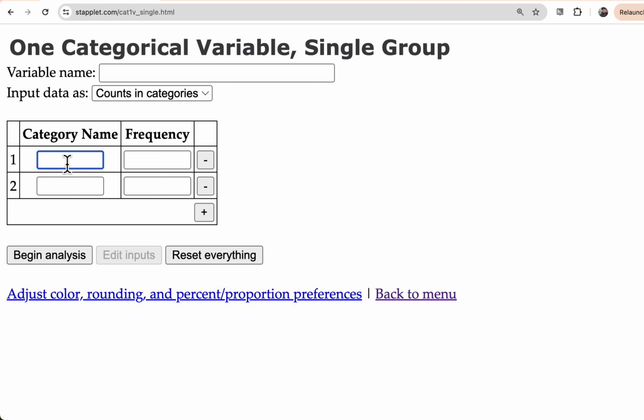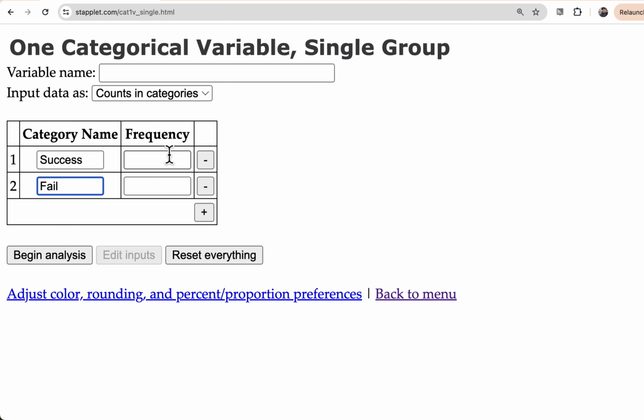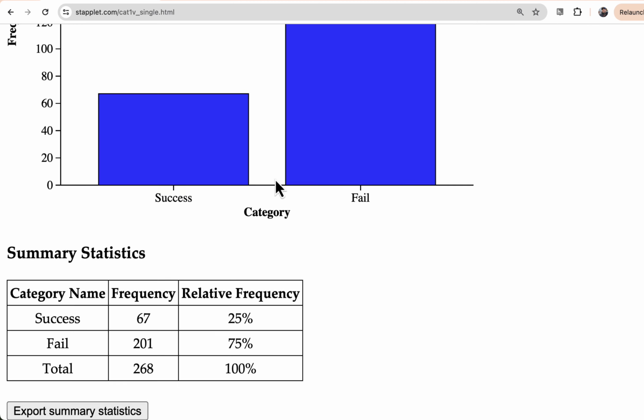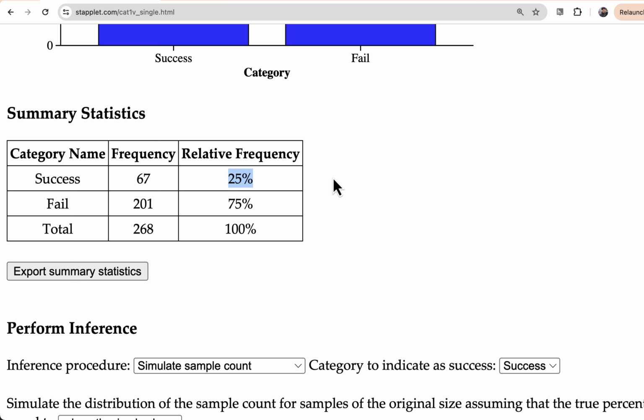I can just do success and failure. And then I need to use 67 successes and then n minus x, or 268 minus 67 to get the failures. That's 201. Now I can see the relationship between these, as well as the sample proportion or success rate p hat, 25%.